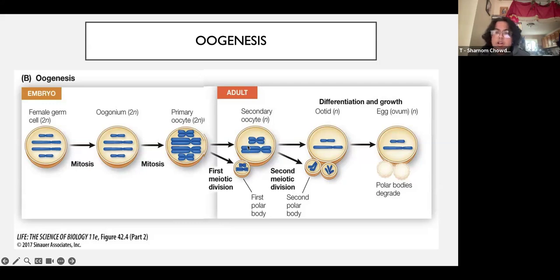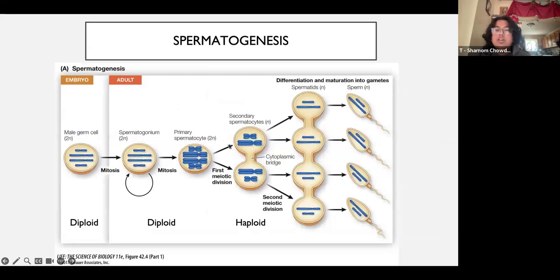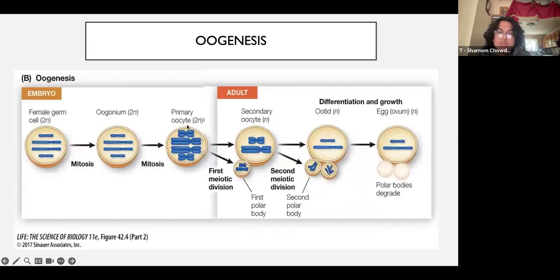And then honestly, it's a similar process to sperm. So you could remember that for spermatogenesis as well. In spermatogenesis, primary spermatocyte to secondary spermatocyte, 2N to N. In this case as well, 2N to N. So at least the phrasing is similar.